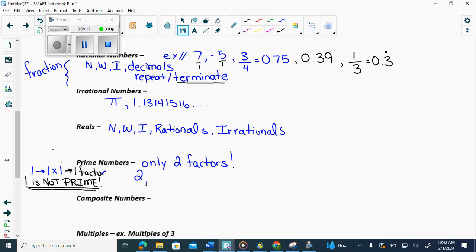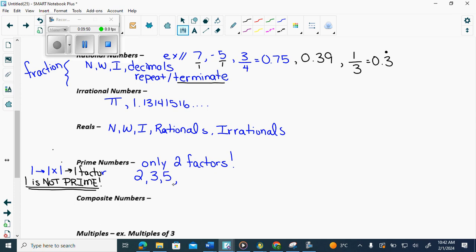What about 3? 1 and 3. Are there any more? No, so 3 is prime. What about 4? Is 1 and 4 the only thing that multiplies to give me 4? No, what else? 2 and 2. So it has 3 factors, doesn't it? So is 4 prime? No, it has to have only 2 factors. What about the number 5? 1 and 5 multiply to give me 5. Anything else? No, so 5 is prime.